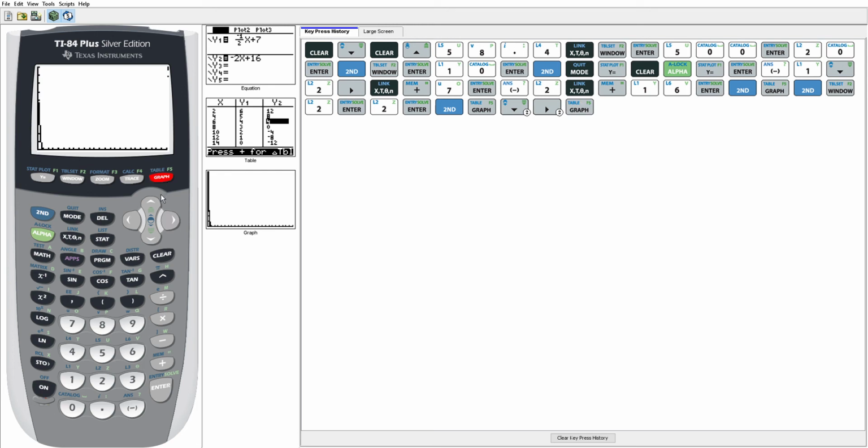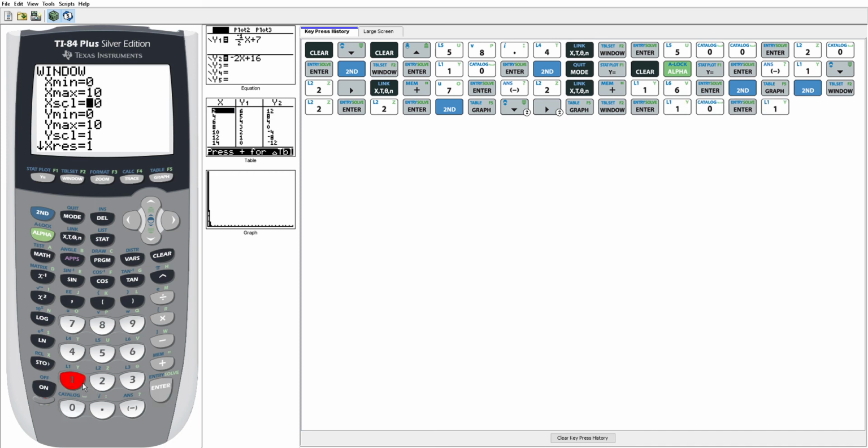If I click on graph, I might have something that doesn't look very pretty. I can go under my window and make adjustments so that it looks more like what we see in number 6 on page 427. The x-axis went from 0 to 10, so starting at 0, ending at 10, going up by 1's. My y-axis was 0 to 10, going up by 1's.